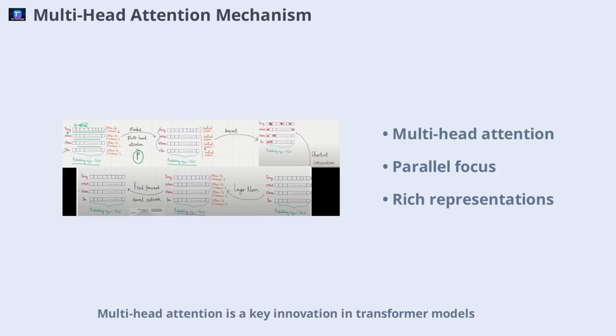Multi-head attention is a key innovation in transformer models. By splitting the attention mechanism into multiple heads, the model can focus on different parts of the sequence simultaneously. Each head learns to capture unique relationships, such as syntax or semantics. The outputs are then combined, providing a rich, multifaceted understanding of the input. This mechanism is essential for the model's ability to generate coherent and contextually relevant text.